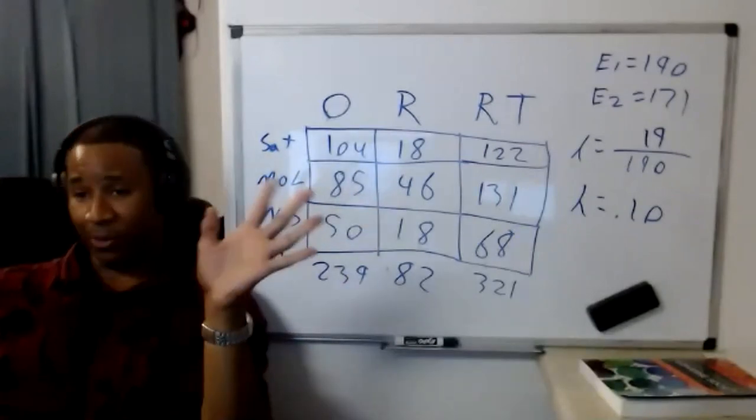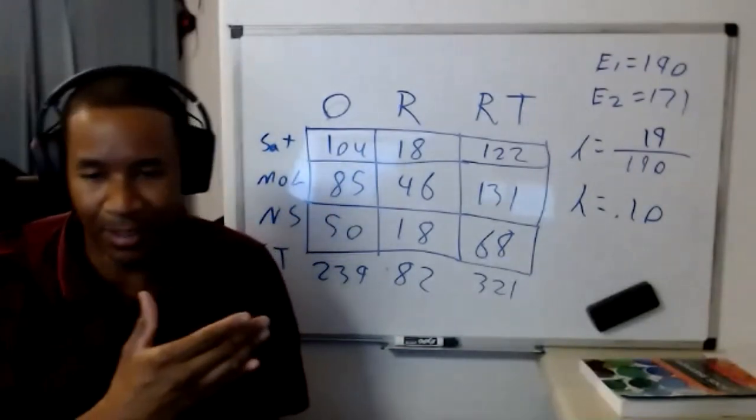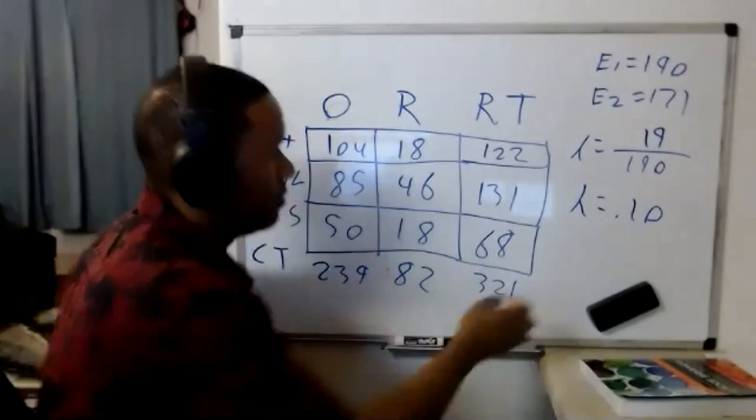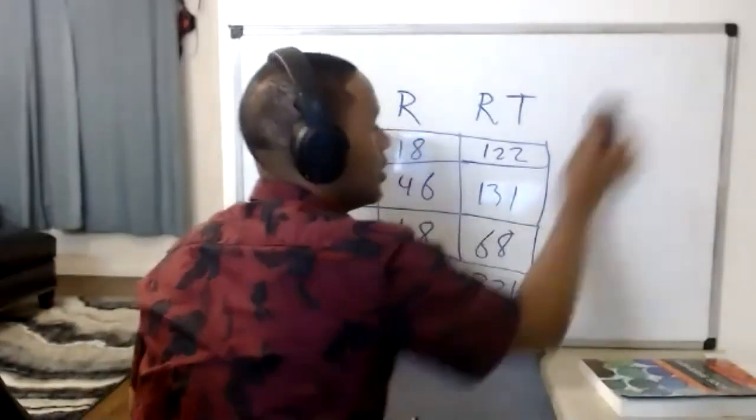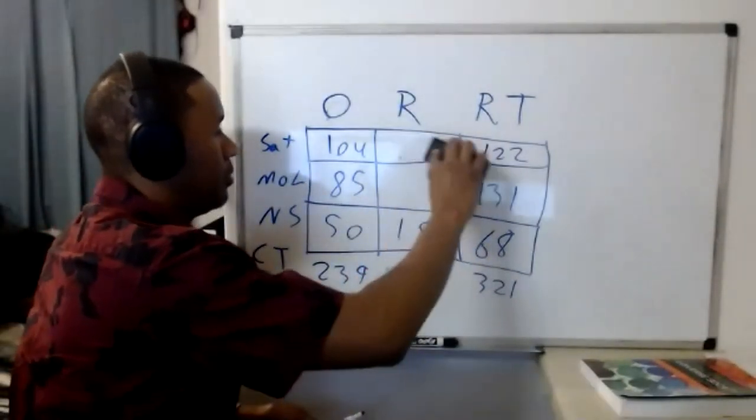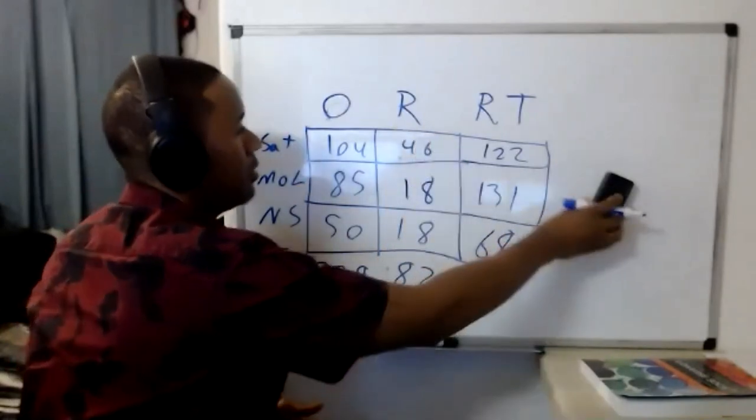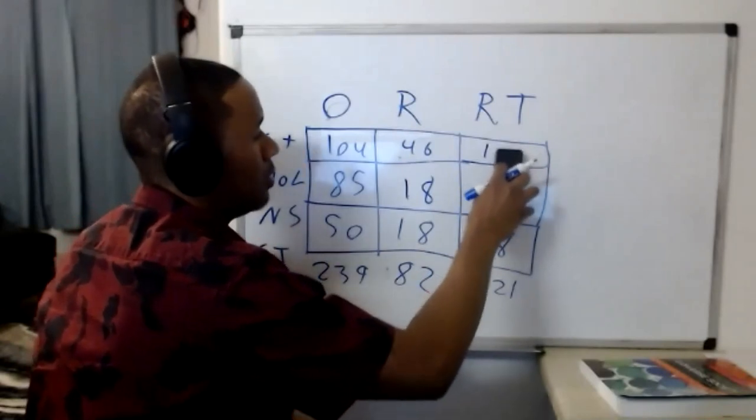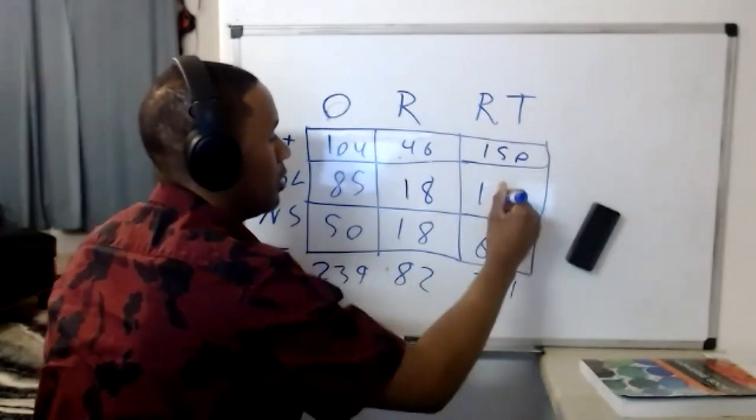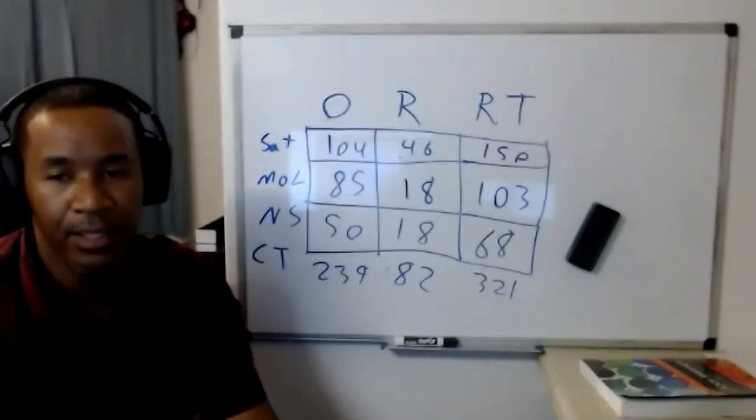All right, so now we know how to calculate lambda. I told you that sometimes we use Cramer's V when lambda doesn't work, and I'm going to show you why lambda doesn't always work. The way I'm going to do this, I'm going to use similar numbers, but make them a little different. 18 here, I'm going to put 46 here. Okay, now I'm going to recalculate lambda, and I'm going to do it really quick.